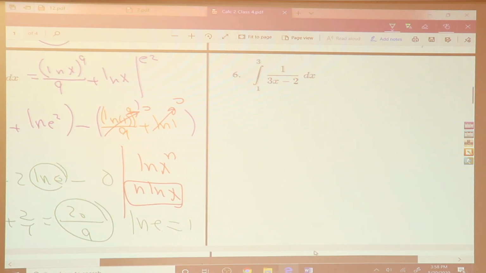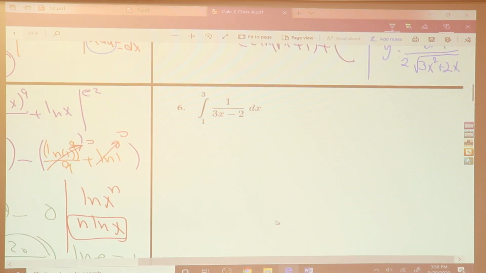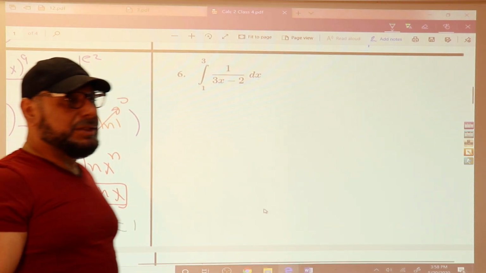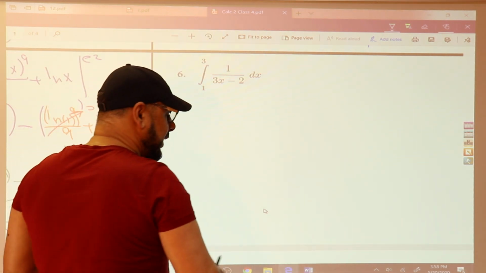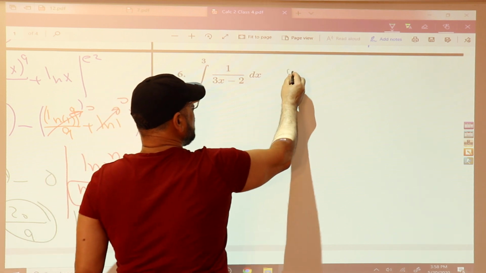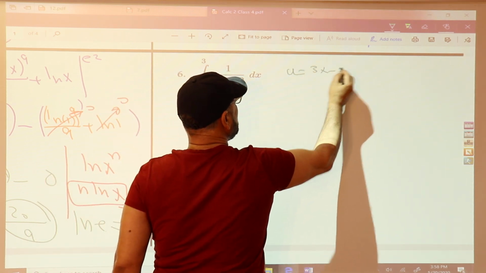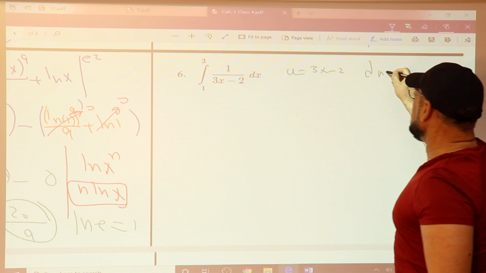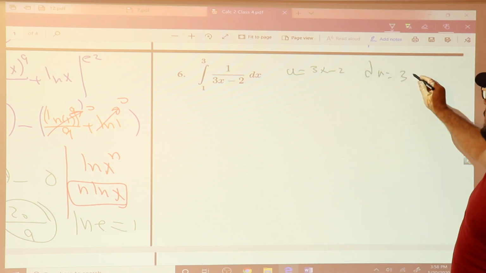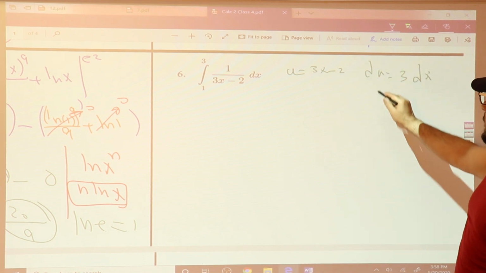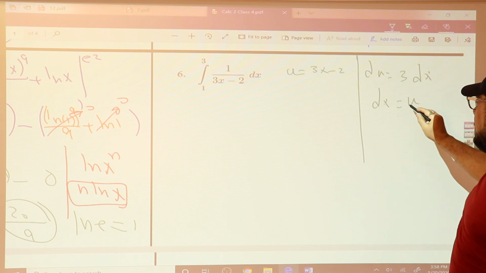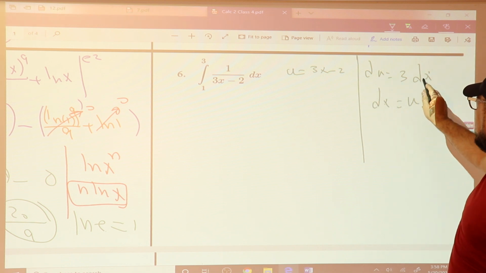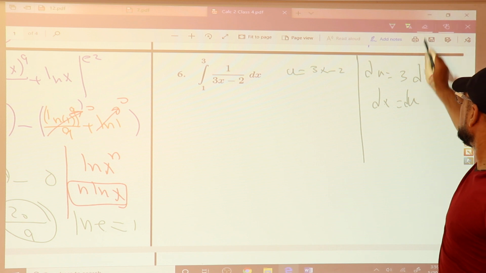Here, quickly, we need to finish this class to start with trig substitution and the integration when we have a power for sine and cosine. Other techniques. Now here u equals 3x minus 2. Now everyone knows du equals 3 dx. Okay, I'm going to show you something now for easy. You look here, dx equals du over 3.